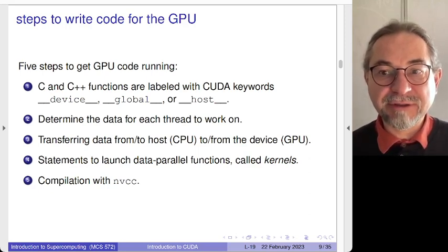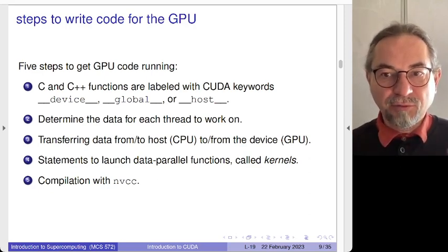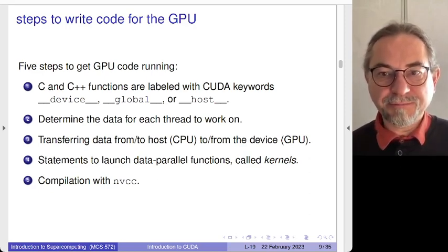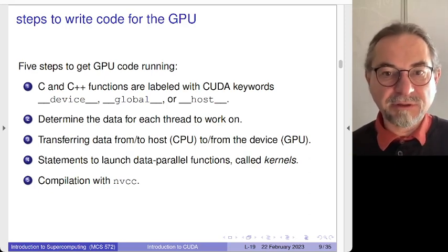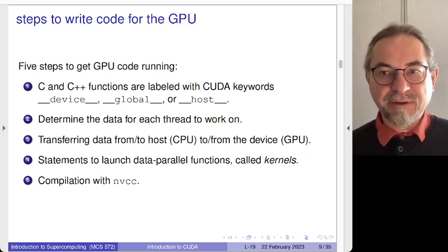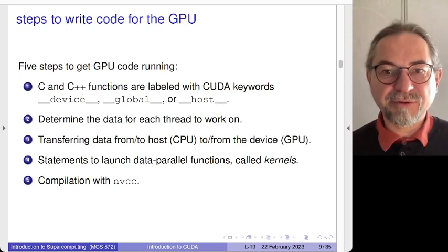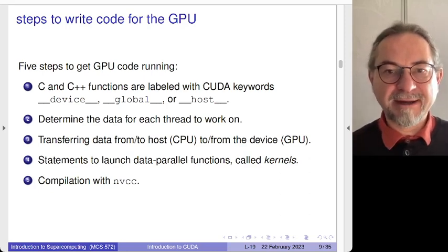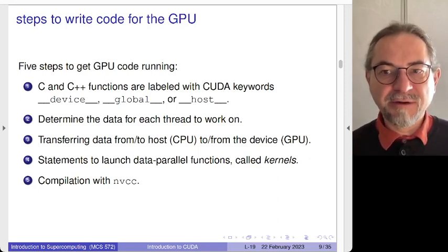This allows us to indicate which functions will be executed on the host, on the CPU. In some sense, that's the default. If you leave it off, then the compiler will assume that it will run on the host. Global are functions that are launched on the CPU, executed on the GPU. Device functions are functions that are called on the GPU.